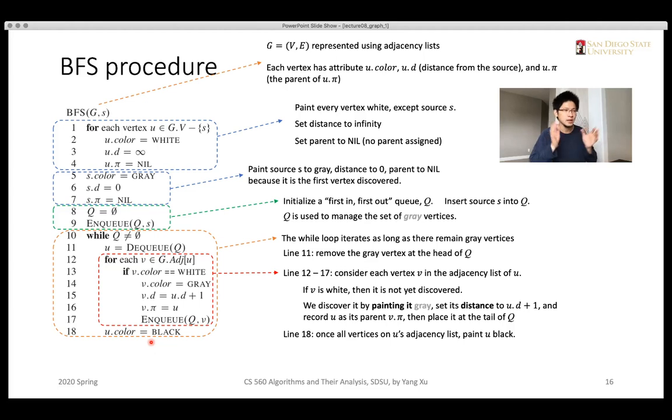Okay, which means the neighbors of U are all visited. So U is no longer at the frontier between the discovered and undiscovered vertices. Okay, so that's it for all the code in the BFS procedure.